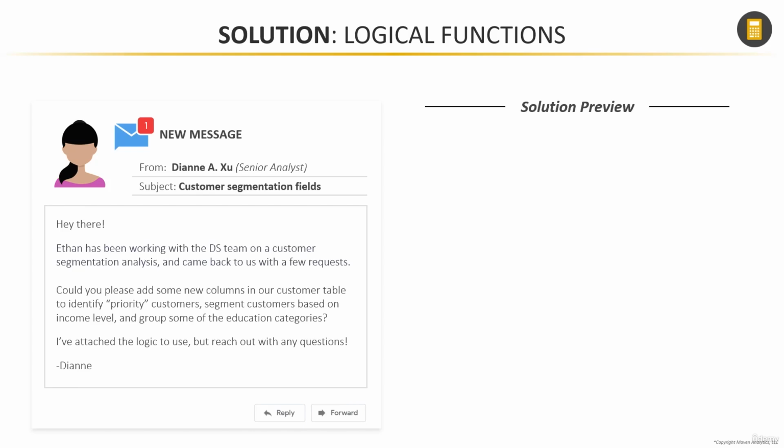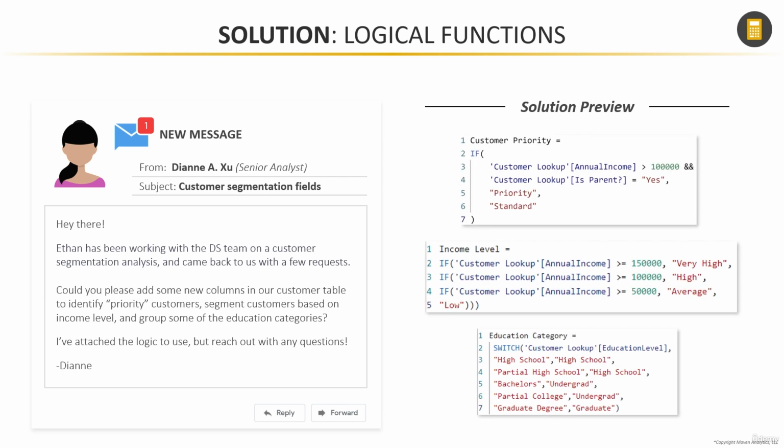As a quick reminder, Diane had reached out asking for our help creating some new calculated columns that can be used by the data science team in their customer segmentation analysis. So here's a quick preview of what the three calculated columns should end up looking like. We've got one for customer priority, one for income level, and one for education category. All right, let's head over to Power BI and I'll walk you through how to create each of these.